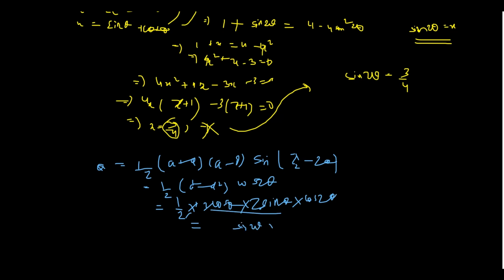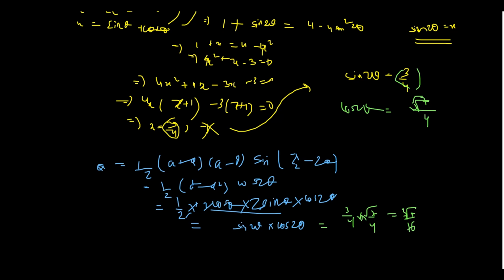Now we know that sin 2 theta is 3 by 4, so cos 2 theta will be equal to root over of 1 minus (3 by 4) squared, that is root over of 1 minus 9 by 16, that is root 7 by root 16, that is root 7 by 4. So this value will be equal to sin 2 theta, which is 3 by 4, into root 7 by 4, that will equal 3 root 7 by 16. So that will be the value of a.